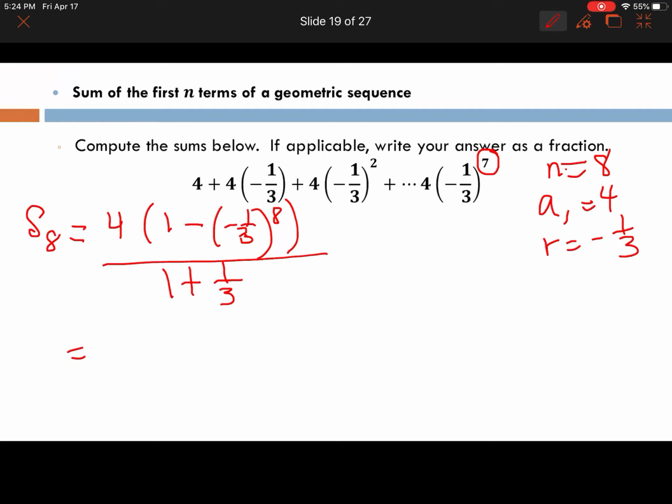So this is going to be 4 times 1. This is going to be a positive, so we'll still have our negative there. And it's going to be 1 over 6,561, over, I'm going to combine these and get 4/3.